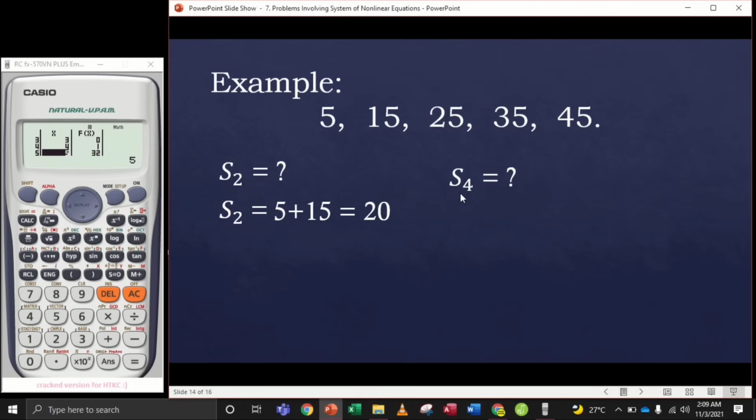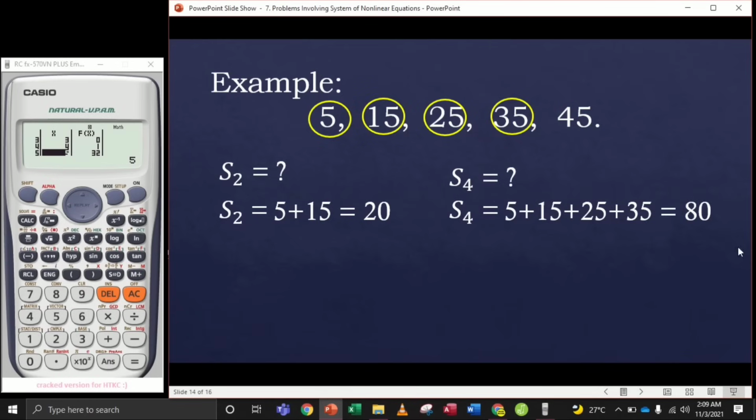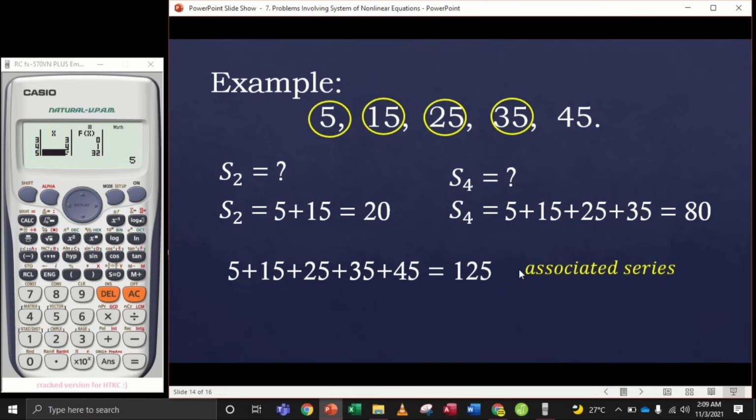So, kapag meron tayong S sub 4, ibig sabihin nito, the sum of the first 4 terms. So, ano yung first 4 terms natin? 5, 15, 25, and 35. So, i-add nyo lang yon. So, that is the sum is 80. So, itong representation natin, ito S sub 5 na to kasi 5 terms. So, itong representation natin, class, ibig sabihin yan, associated series.